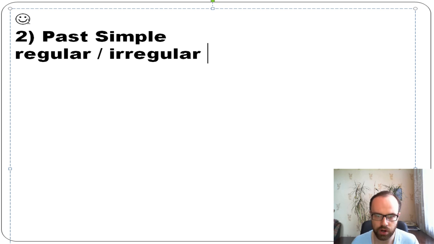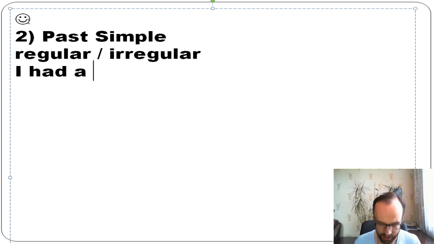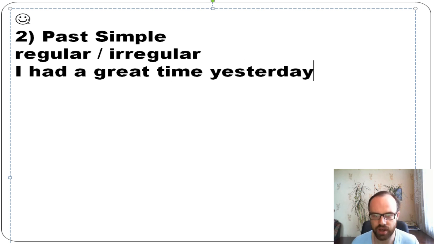If the verb is irregular, you need to memorize its forms. For example, what most common irregular verbs can you name, such as go, went, gone, be, was, were, been, and so on. And regular. Okay, for instance, I can say that I had a great time yesterday. And you see that have is an irregular verb, and you need to know its forms: have, had, had. Okay, no problem.